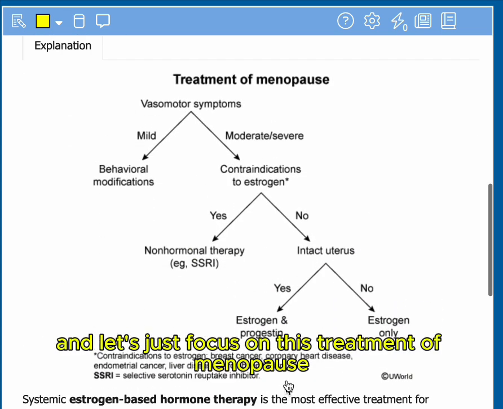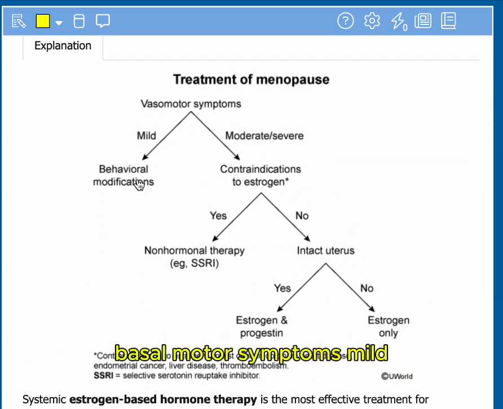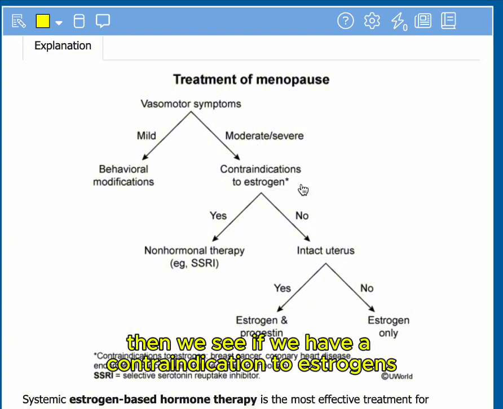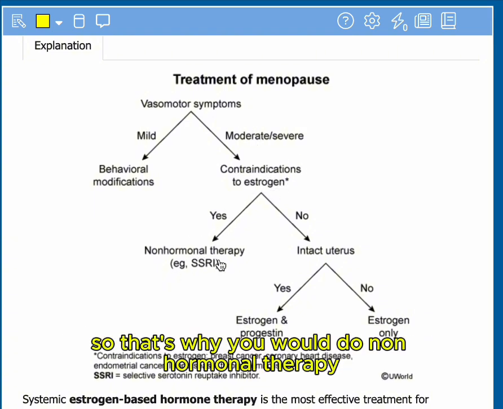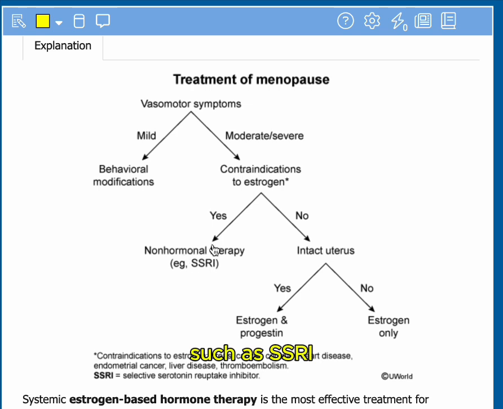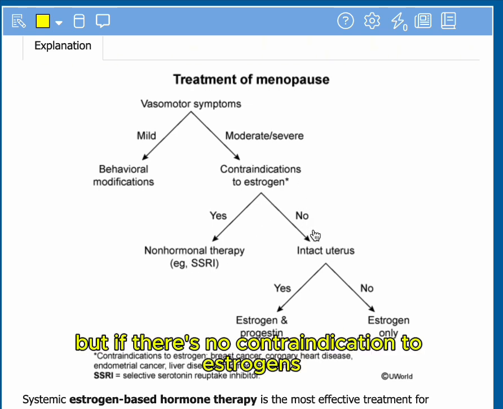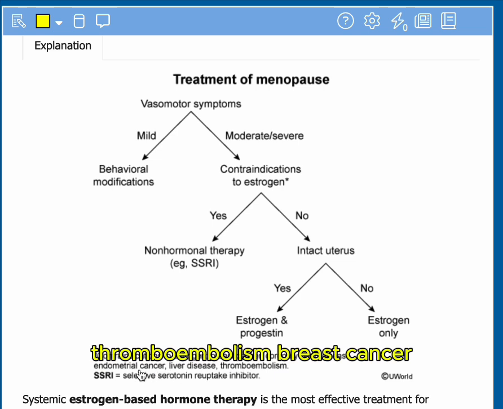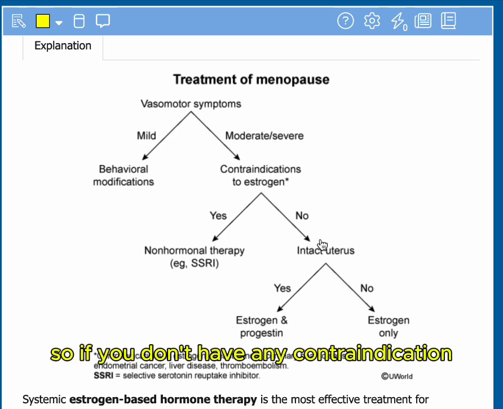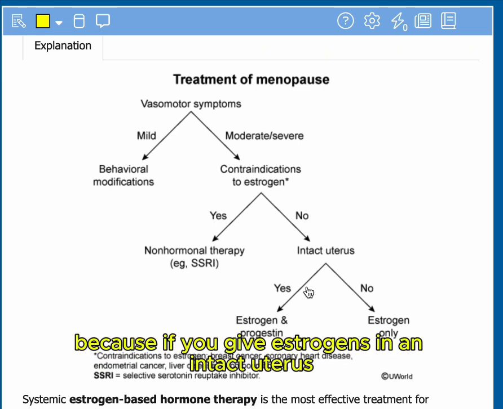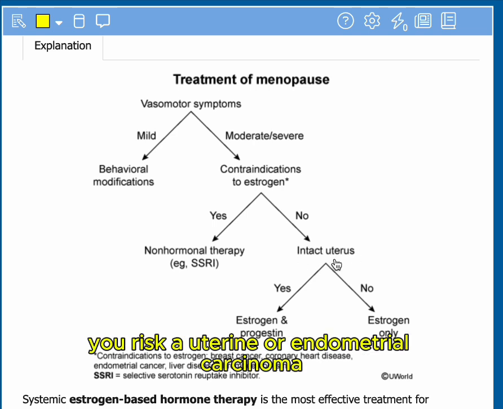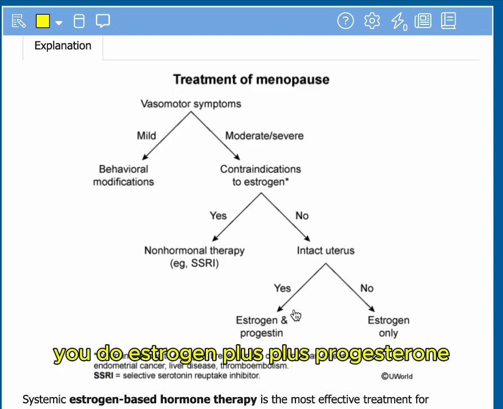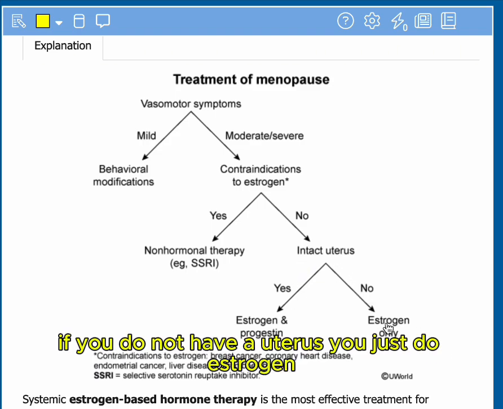Let's just focus on this treatment of menopause. Vasomotor symptoms, if mild, just behavioral modifications. If they're moderate or severe, such as in this patient, then we see if there is a contraindication to estrogens, which we did have. So that's why you would do non-hormonal therapy, such as an SSRI. But if there's no contraindication to estrogens, such as heart failure, coronary artery disease, thromboembolism, breast cancer, endometrial cancer, or liver disease, you have to see if the patient has a uterus. Because if you give estrogens with an intact uterus, you risk uterine or endometrial carcinoma. So if you have a uterus, you do estrogen plus progestin. If you do not have a uterus, you just do estrogen.